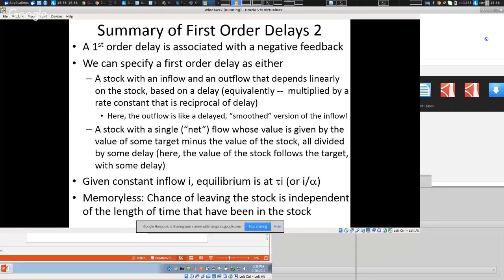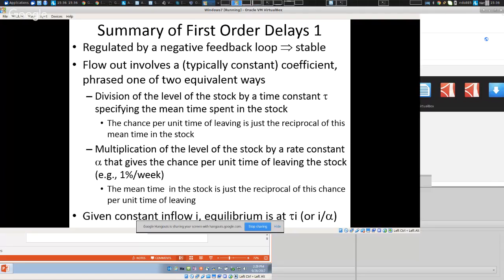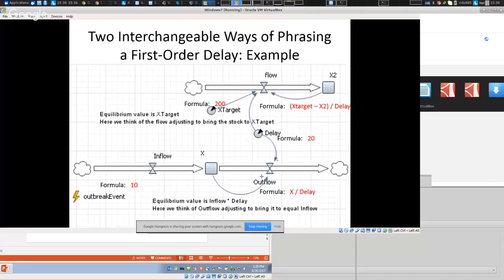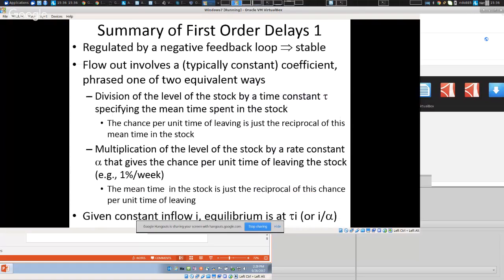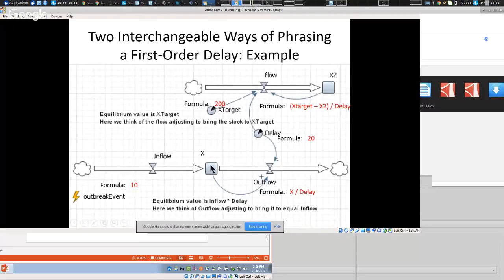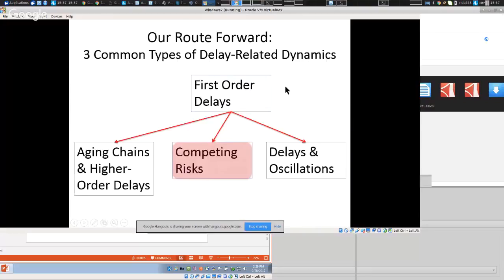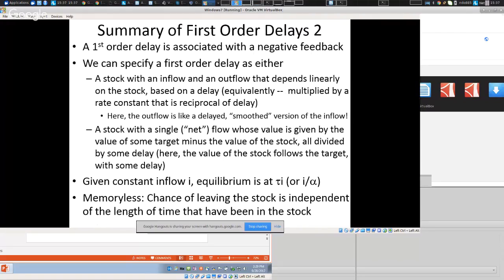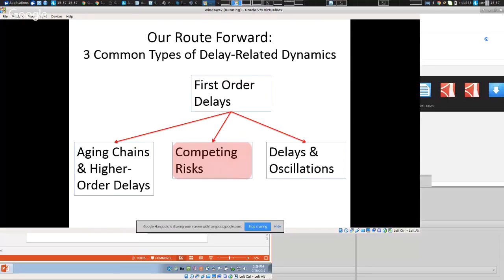I said further first order delays associated with the negative feedback. We could specify a first order delay either in terms of a target, something where the value of the stock is following a target, or something where it wants to keep the outflow equal to the inflow. The top one, where it's following the target, there's only an inflow, so we don't really talk about it there. But for this bottom one, it wants the inflow to equal the outflow and adjust the stock accordingly. The top one, it wants to make the value of the stock equal to the target and adjust the flow accordingly. Okay. Great. So that's good.